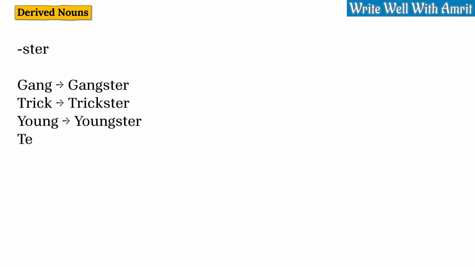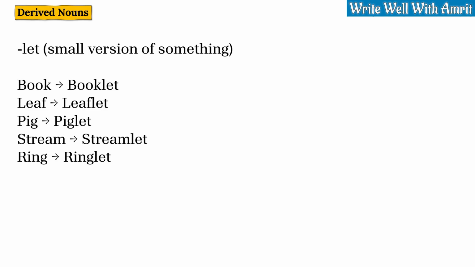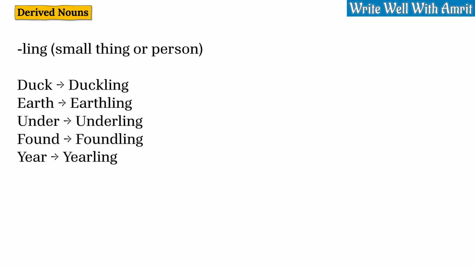Then you have ster. Here, gang becomes gangster, trick becomes trickster, young becomes youngster, team becomes teamster, and song becomes songster. You can also add let to create shorter versions of a noun. For example, book becomes booklet, leaf becomes leaflet, pig becomes piglet, stream becomes streamlet, and ring becomes ringlet. You also add ling to represent a small person or a small animal, like duck becomes duckling, earth becomes earthling, under becomes underling, found becomes foundling, and ear becomes earling.